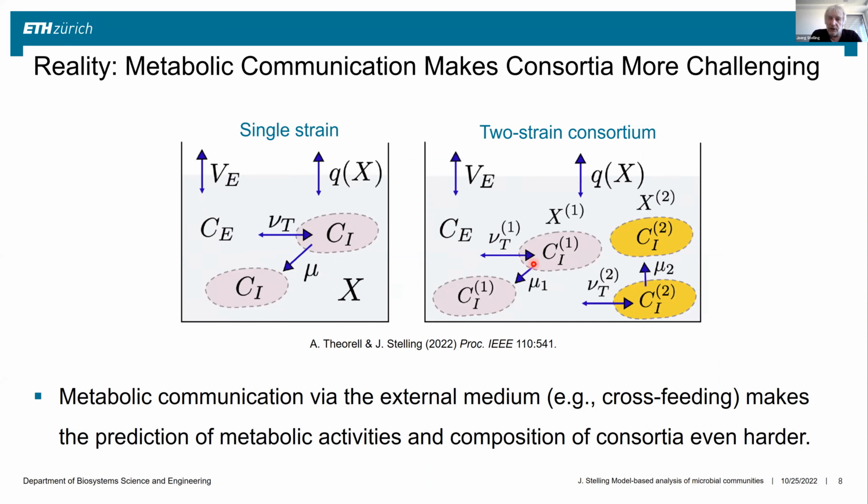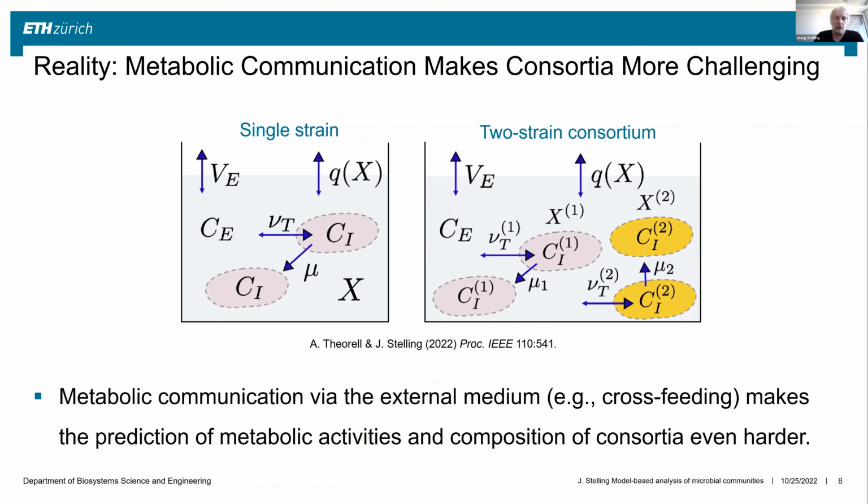But if you have two-strain consortia or more, then we do not only have this replication of concentrations in the species, but also essentially all communication goes via the external environment. So this makes the prediction of factors that are interesting, such as cross-feeding between species, really hard.